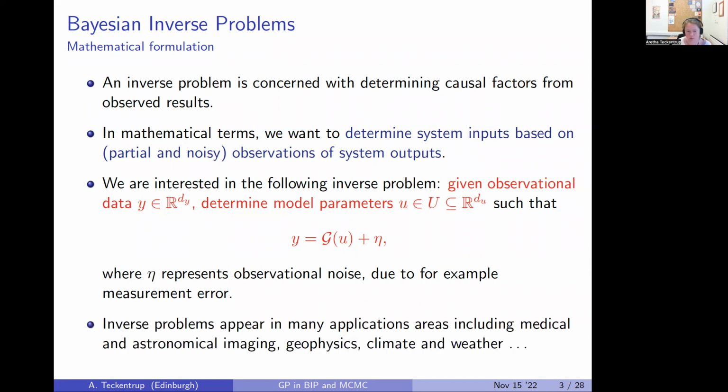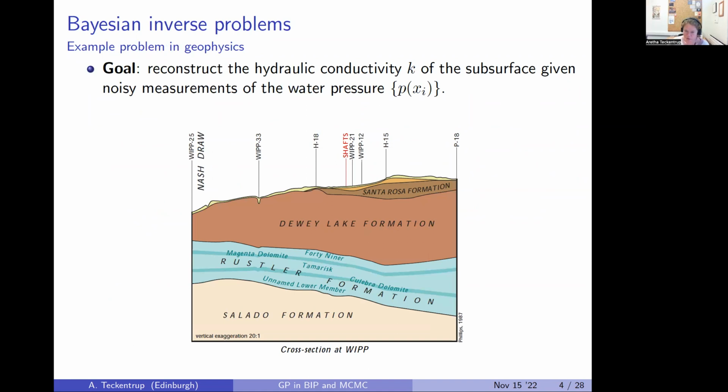Right? So these appear in very many application areas. Big one is computational imaging, which has a lot of applications in medicine and astronomy, and also a lot of geophysics and climate and weather-based applications also have these kinds of problems. Right? And what the G will look like will depend on the particular application. I'm particularly interested in problems that involve PDEs, so partial differential equations. So one example of an inverse problem is the following.